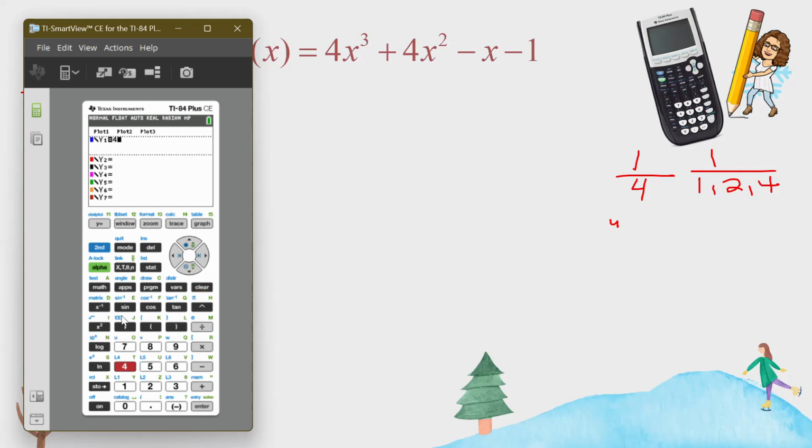So I'm going to type 4x cubed. I get out of the exponent land, plus 4x squared, get out of there, minus x minus 1. And then press enter.